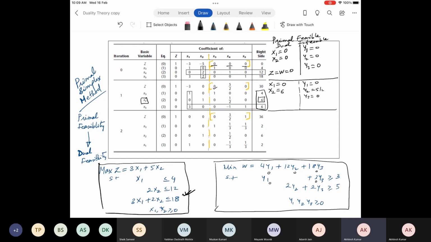You can plug in x1 equals 0 and x2 equals 6, and you can see that the primal problem is feasible. It has to be, because we are working with the primal simplex, so we ensure this part is always greater than or equal to 0. Now plug in the values of y1, y2 and y3 and see whether it is feasible or not. It is infeasible. It cannot be feasible. You plug in y1, y3 here, check. y2 equals 5 by 2.